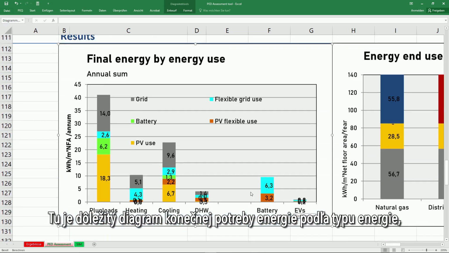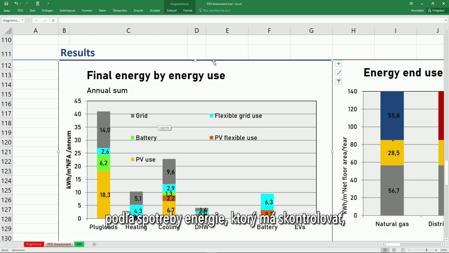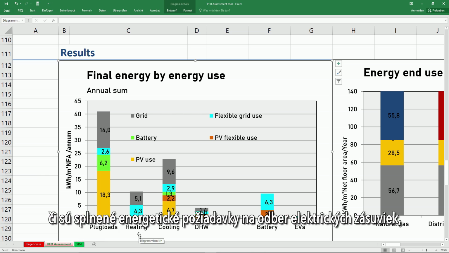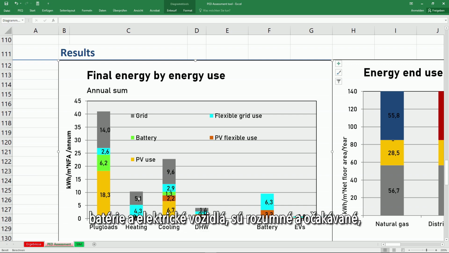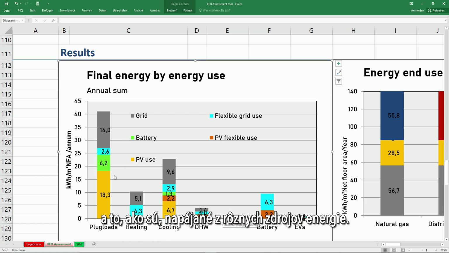So here the importance of the final energy by energy use diagram is to check whether the energy demands for plug loads, heating and cooling, domestic hot water, battery and EVs are reasonable and to be expected, and how they're supplied by the various energy sources.